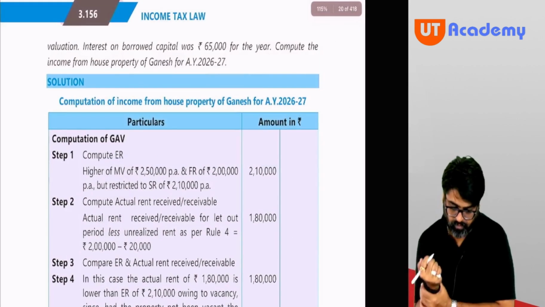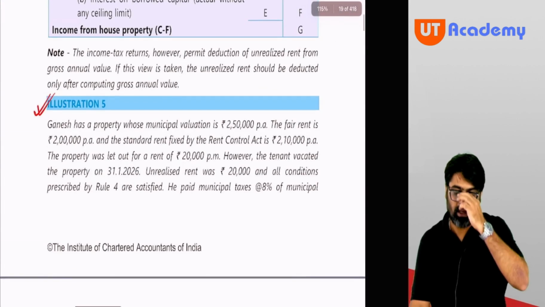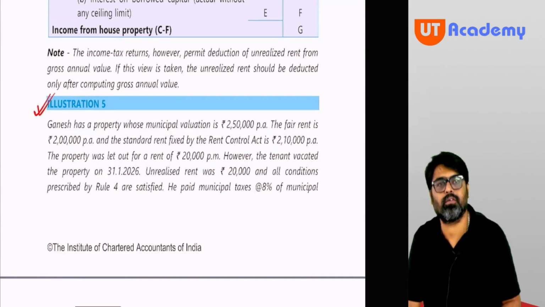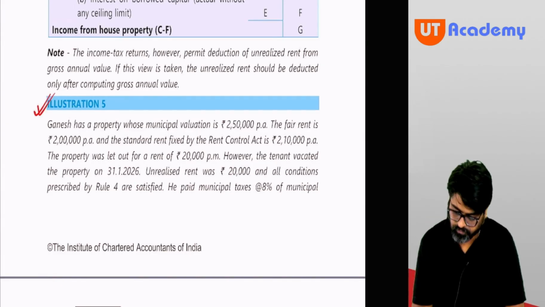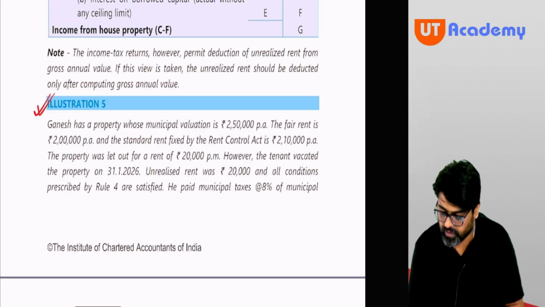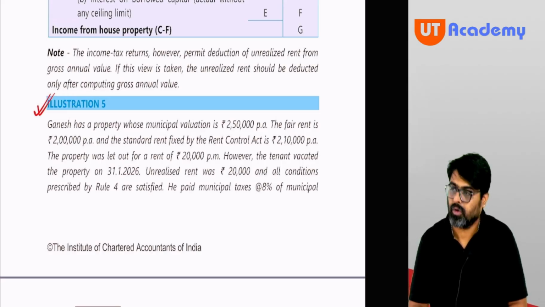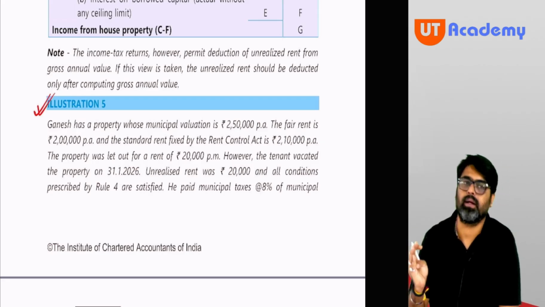Unit 2. Illustration number 5. Ganesh has a house property. How many properties he has? One. Whose municipal valuation is 2,50,000 per annum. Their rent is 2 lakh per annum. Standard rent fixed by the Rent Control Act is 2,10,000 per annum. So municipal value given, fair rent given, standard rent given.